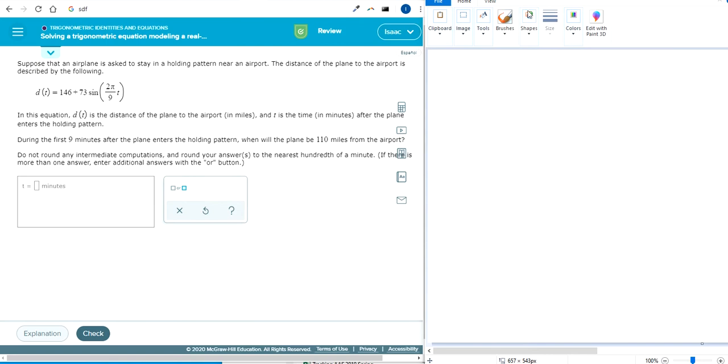So let's do the same type of thing. Let's note where our solution can be. This problem says during the first 9 minutes, and if we note that t is minutes, that means we want solutions between t equals 0 and t equals 9. So when will the plane be 110 miles from the airport? That means we plug in 110 miles in for the distance.